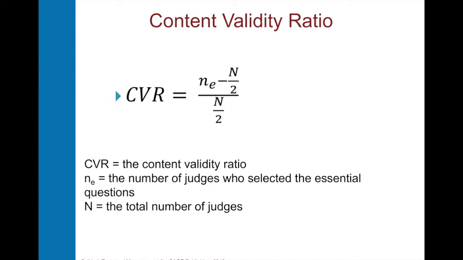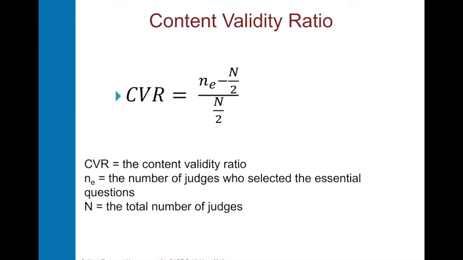So the equation is basically this. For each item, you would subtract the total number of judges divided by 2, so n divided by 2, from the number of judges who selected this particular item. So let's say you got 10 items, you get this person to judge this particular item first.